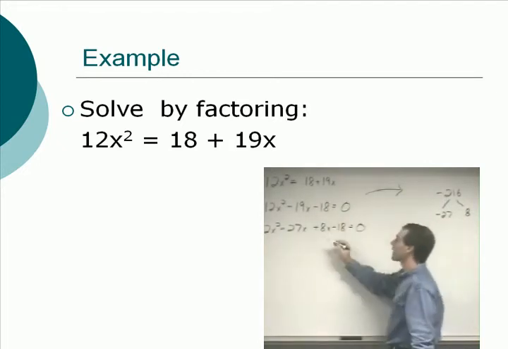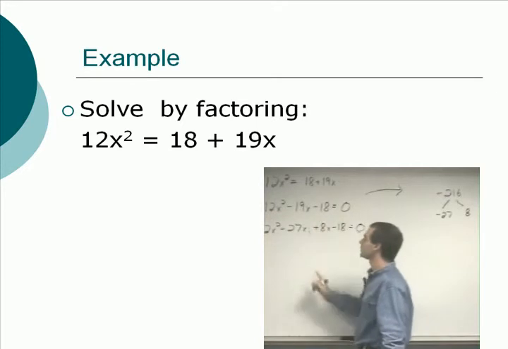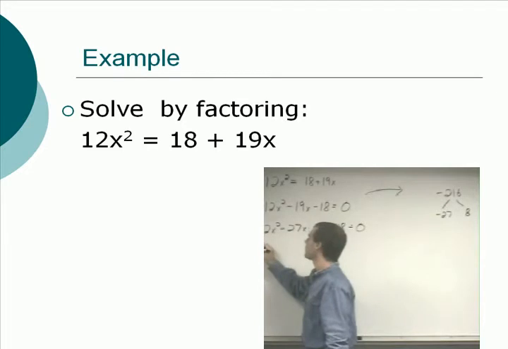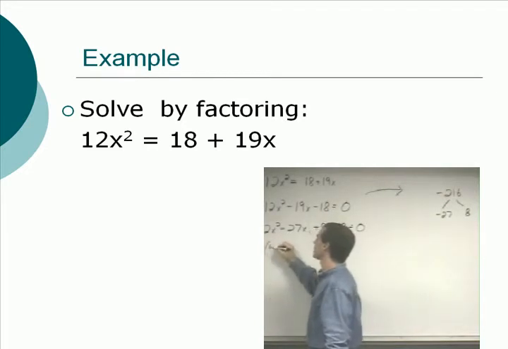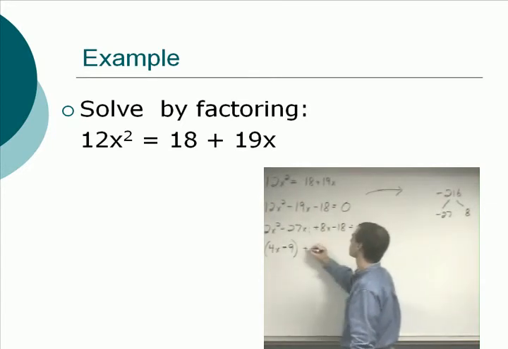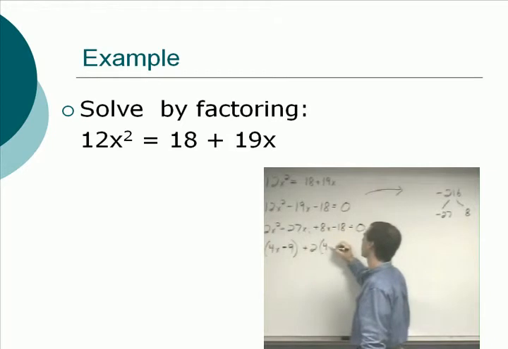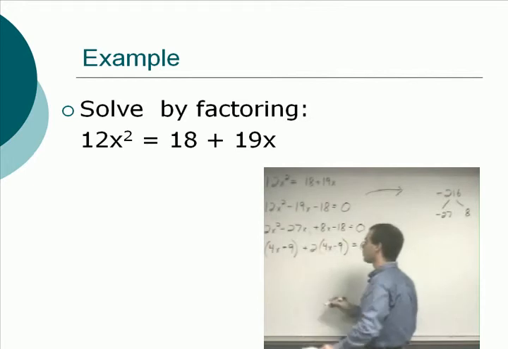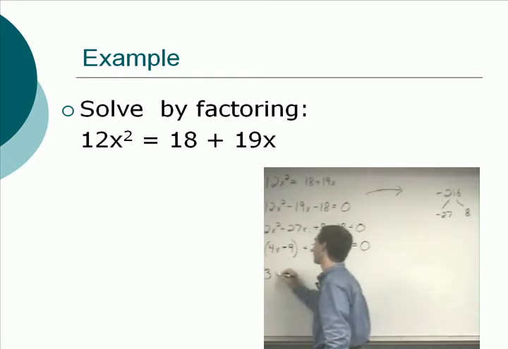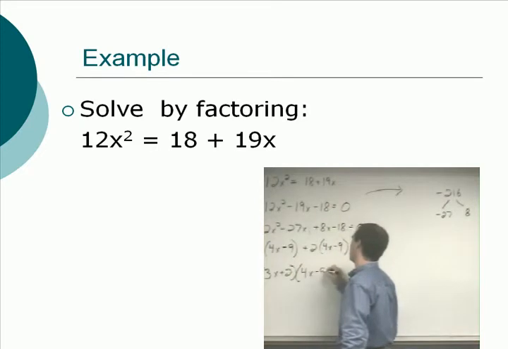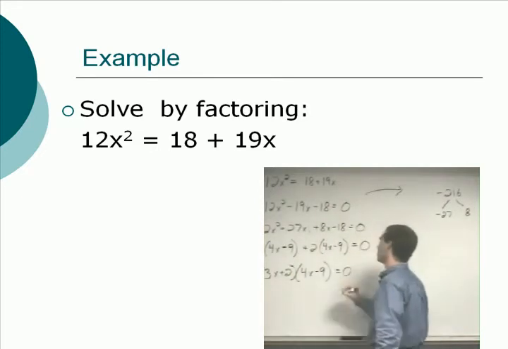Now we can continue our factoring. Split that down the middle, and we have, let's see, 3x can pull out of there. 3x times 4x minus 9. And here we can pull out a 2. And we have 4x minus 9. And so there, we've got it factored. It factors into 3x plus 2 times 4x minus 9, and that's equal to 0.